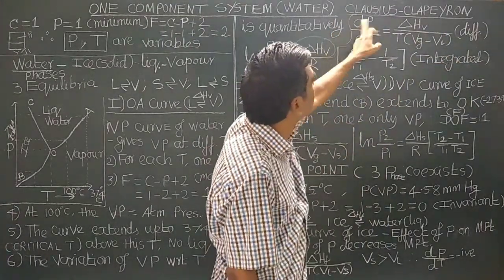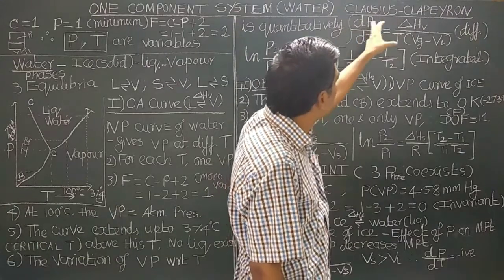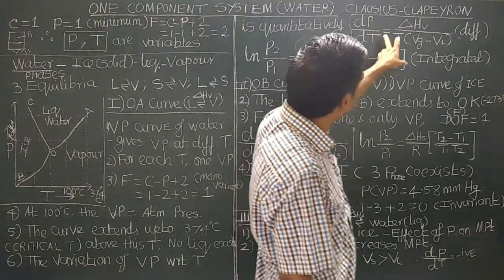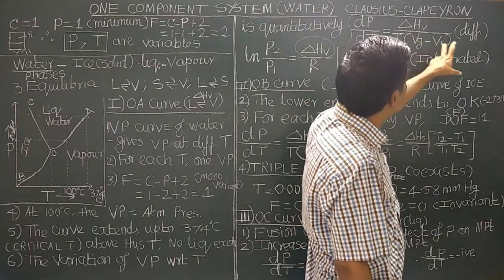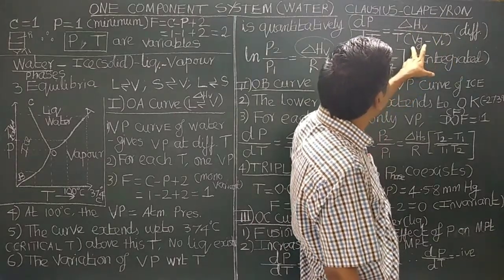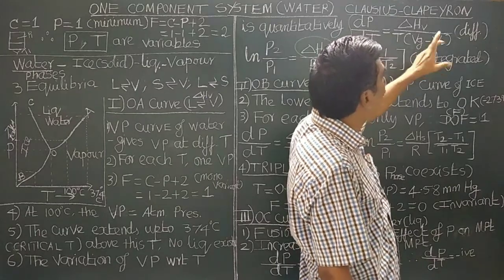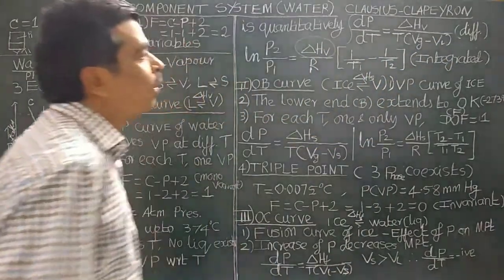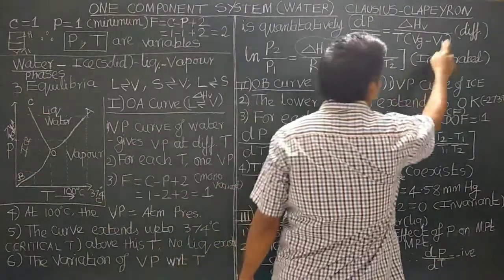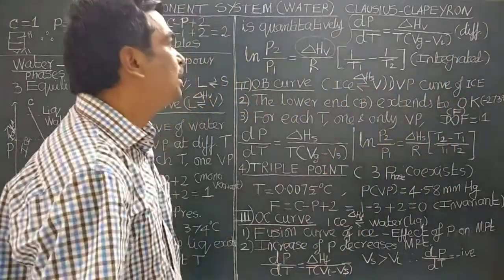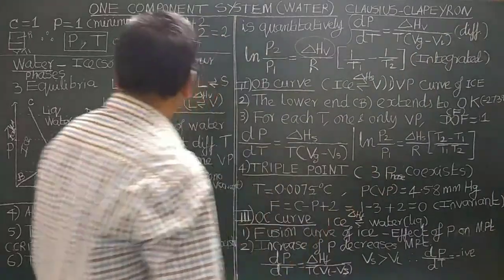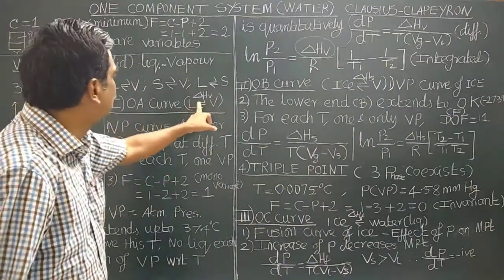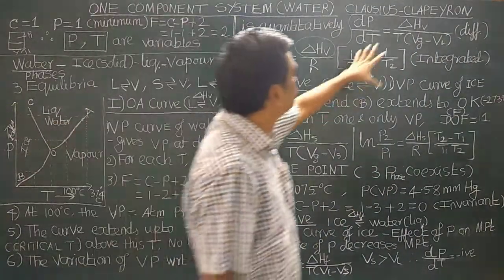dP by dT, the change of vapor pressure with respect to temperature, is equal to delta Hv by T (Vg minus Vl). What is Vg? Vg is the volume of 1 mole of vapor, and Vl is the volume of 1 mole of liquid. Delta Hv is the heat of vaporization of liquid to vapor. This is known.